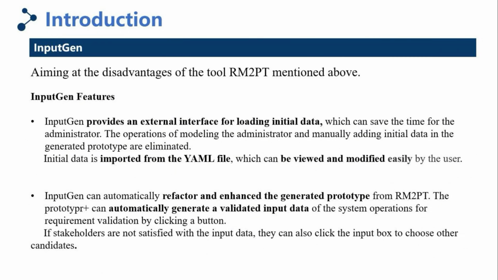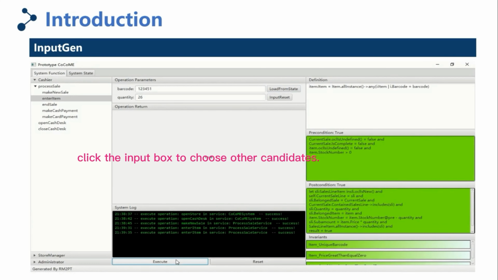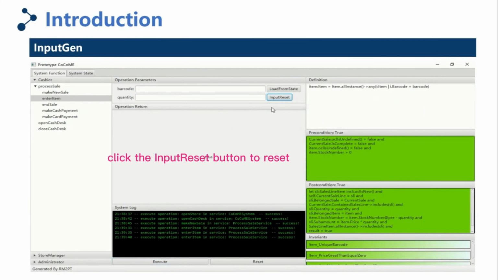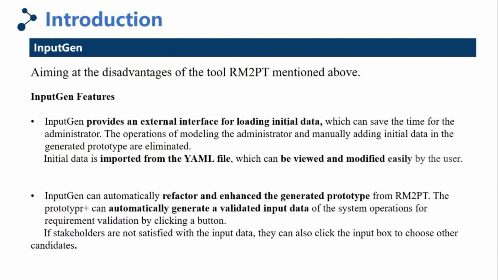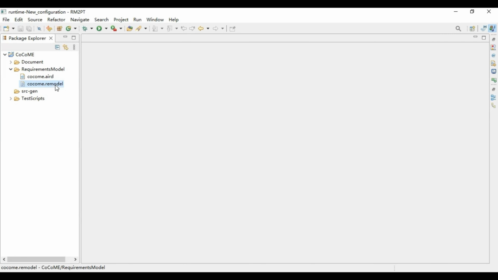Secondly, InputGen can automatically refactor and enhance the generated prototype from RM2PT. The Prototype Plus can automatically generate validated input data of the system operations for requirements validation by clicking a button. If stakeholders are not satisfied with the input data, they can also click the input box to choose other candidates. The model we demonstrate is COCOME, a supermarket system from RM2PT, which is widely used in our daily life.